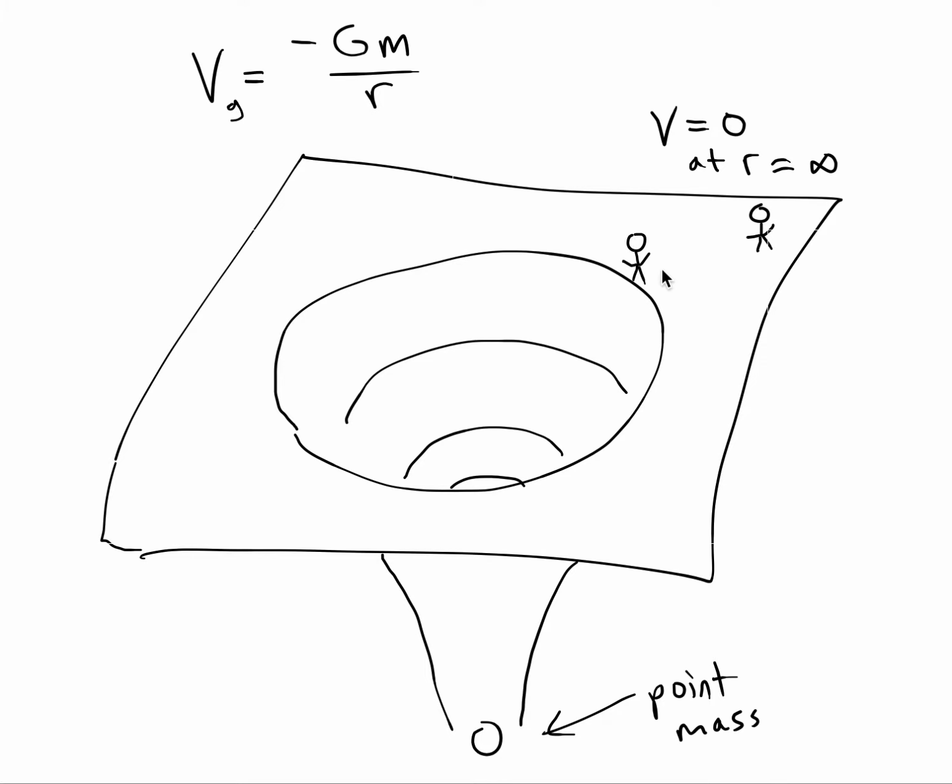But as you move in, it would be, let's say, negative 1 joule per kilogram. And then negative 2 joules per kilogram. The idea being that if you're located out here, masses have more potential energy out there than they would closer.